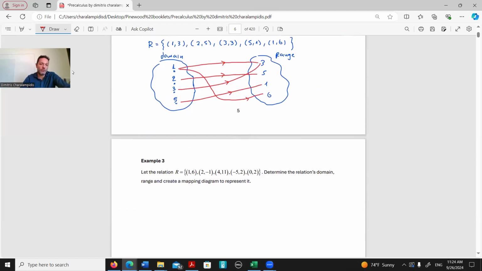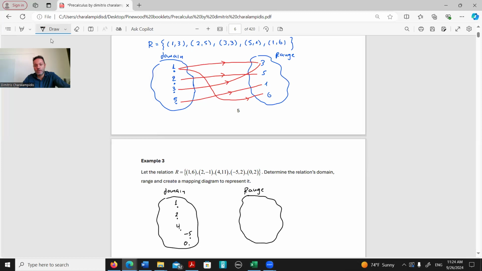Once again, in order to create the mapping diagram, I should create the domain in which I should put all the input values, starting with 1, then with 2, then we have 4, we have -5 and 0. Here we didn't have any repetitions, so we will consider them all anyways. Another different set in which we will include all the outputs, 6, -1, 11, 2, and there's a second 2, but we said do not repeat numbers.